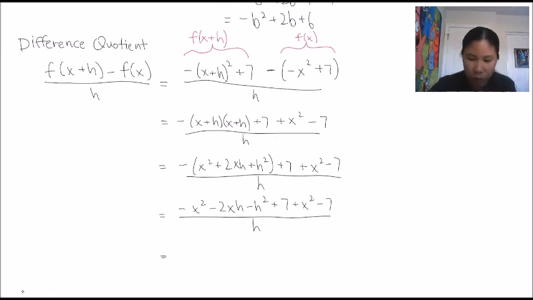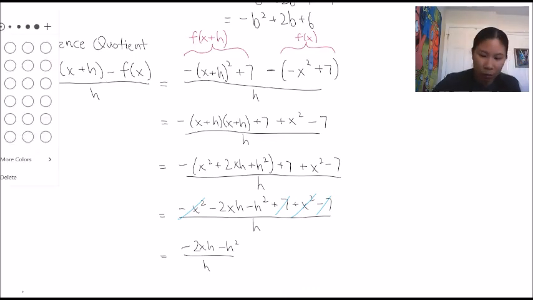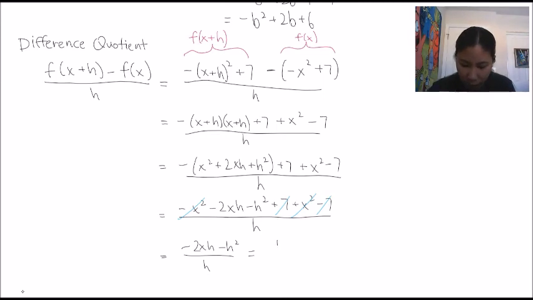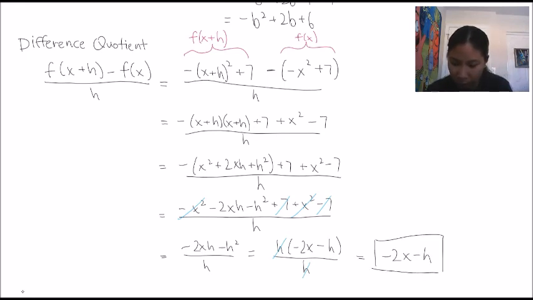At this point, I just want to simplify everything I can. I see that I have a plus 7 minus 7, those will cancel out. I have a negative x squared and a plus x squared, so that'll cancel out. So on top, that leaves me with negative 2xh minus h squared, all over h. But on top, I can simplify more because I can factor out an h. That gives me h times negative 2x minus h. Since I have an h on both top and bottom, those will cancel out, leaving me with my final answer of negative 2x minus h. And that is the goal.